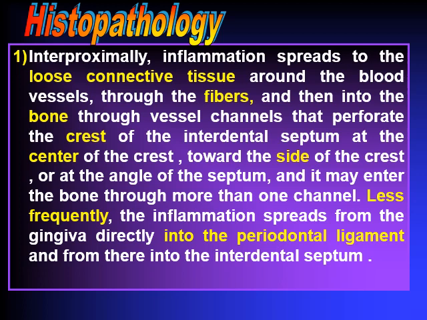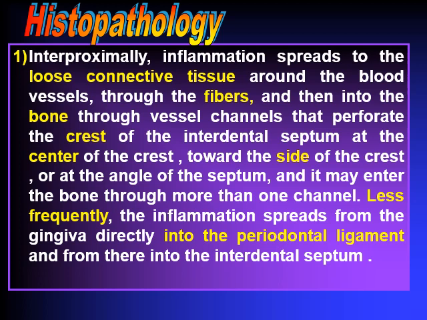First, you have to know that inflammation is concentrated around the blood vessels and spreads through the blood vessels. So, inflammation spreads to the loose connective tissue around the blood vessels, through the gingival fibers and the transseptal fibers, and then enters the bone through vessel channels that perforate the crest of the interdental septum, at the center of the crest, toward the sides of the crest, or at the angle of the septum. Then it may enter the bone through more than one channel.